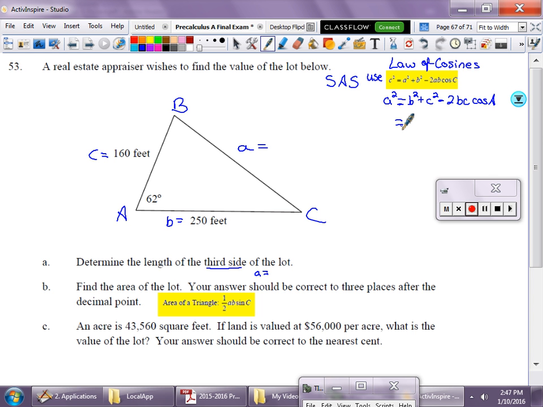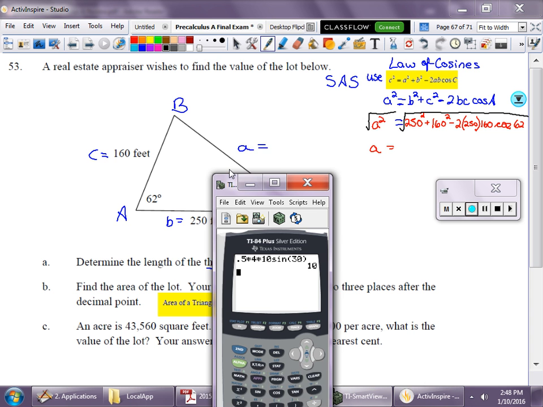Let's go ahead and substitute. B is 250 squared plus C is 160 squared minus 2 times 250 times 160 cosine of 62. Look at that. This is all going to be equal to A squared. We don't want A squared, we want A. So we apply its inverse, which is the square root. Remember, we just have to put this in our calculator. There's no variables on that side. That's the easy problem.